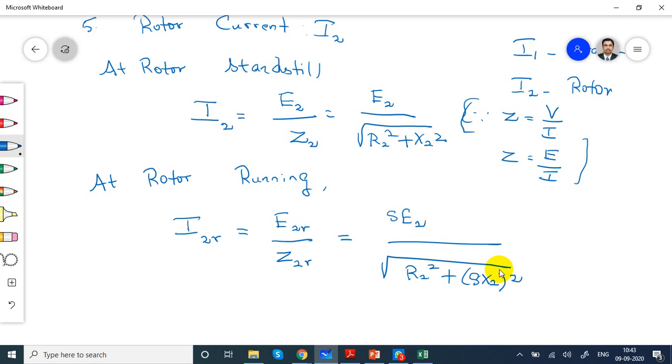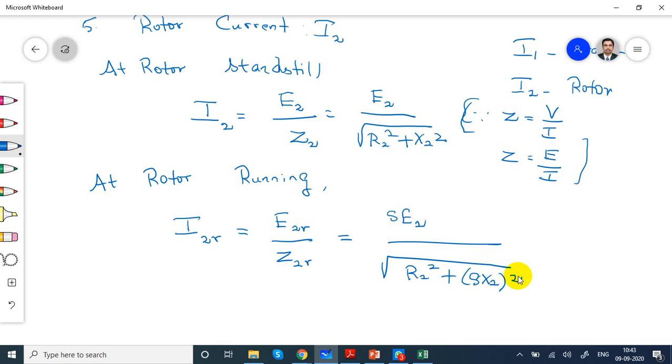The first parameter is rotor frequency, Fr equals S into Fs. The second parameter is the magnitude of rotor induced EMF, E2R. The third is rotor reactance, X2R. The fourth is rotor power factor, cos phi 2R. The fifth is rotor current, I2R. In the next class I will explain how to solve problems using these 5 parameters. This is one 20 mark question, a big question.